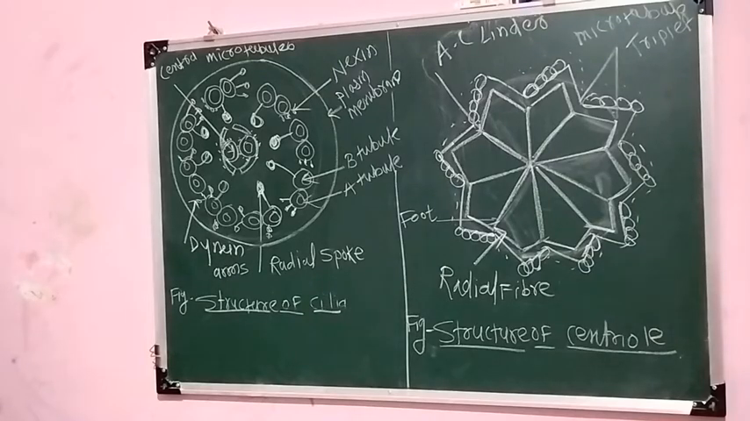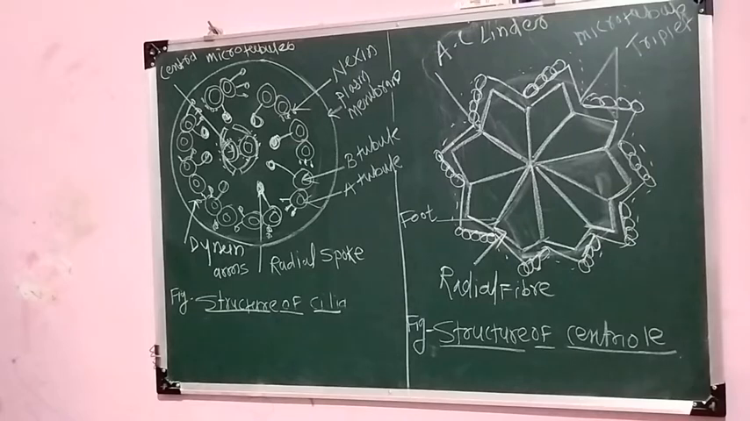The cytoskeleton maintains the shape of the cell. It also controls the contraction of the cell. It also controls the mobility of a cell, and it also helps to divide a cell meiotically or mitotically. In this way, the cytoskeleton helps the cell to maintain its shape.